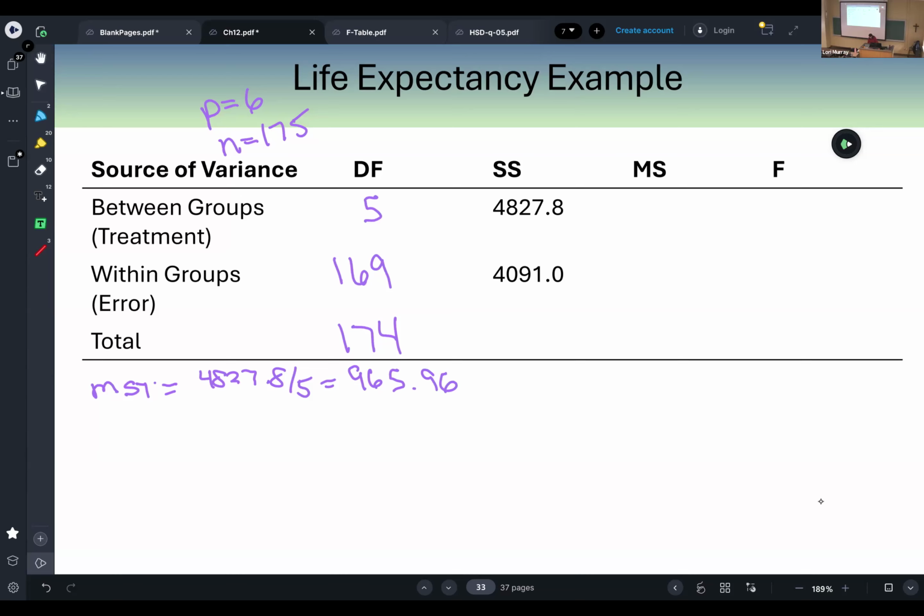And I'll just populate that up here. Right. And that's the mean square, the average square for the treatments. The mean square for the error is going to be, you just take that number 91.0 divided by 169. And I get 24.2071. And so we just go to 4.